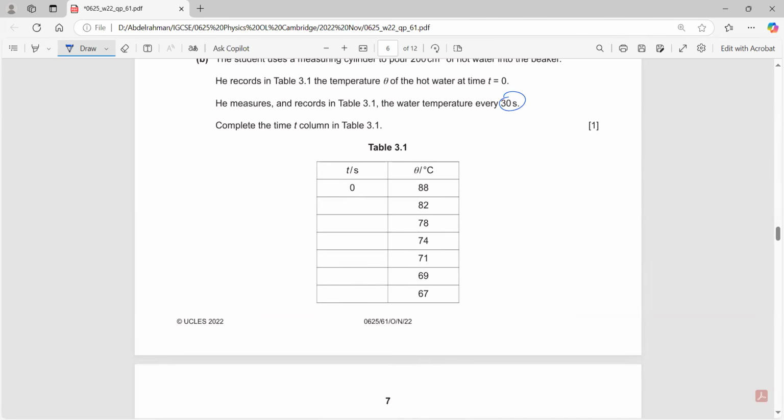Can I complete the time column? Definitely I can complete the time column. I just need to increment by 30. So 0, 30, 60, 90, 120, 150, and 180. He just needs to make sure that you have passed year 5. He just needs to make sure that you know how to count.